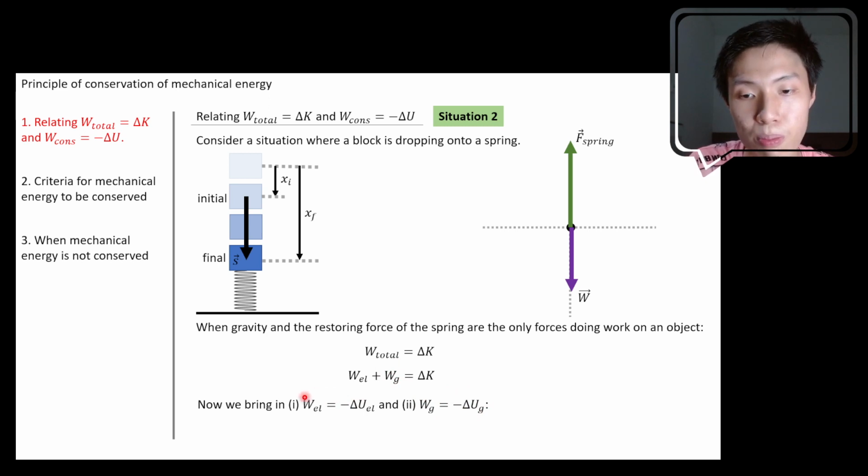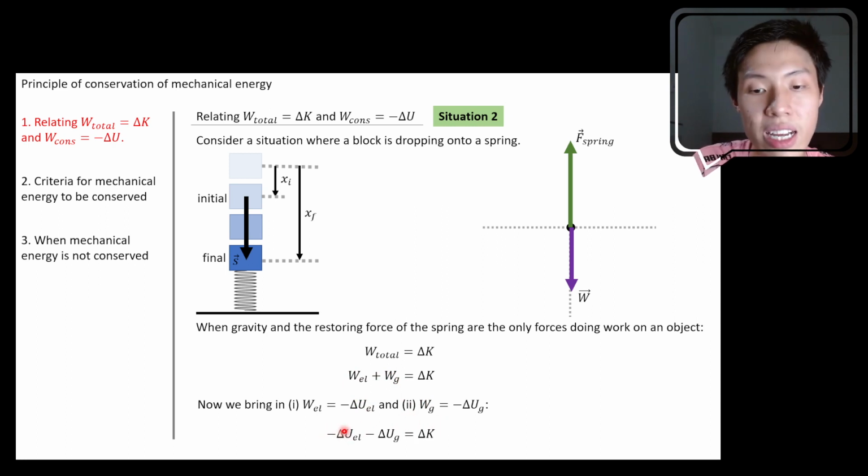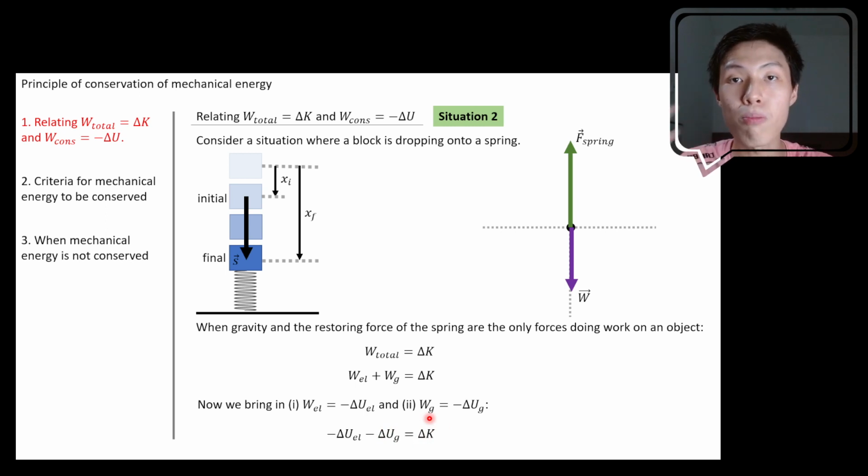So now if you replace this work done with change of energy, you see that the new equation will be the negative change of elastic potential energy minus the change of gravitational potential energy equals the change of kinetic energy. Now we have completely eliminated work done from the equation. We have replaced everything to be expressed in terms of energy now. So again, we do something similar to situation 1.